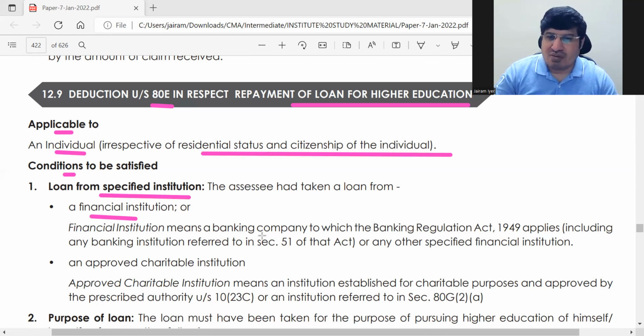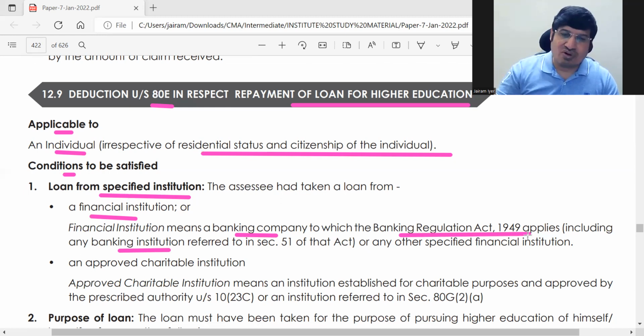Financial institution means what? Banking company or banking institution. Banking company is one to which the Banking Regulation Act applies. So this much detailing you don't need in this chapter. Here, you just need to know whether to apply this section or not. All the detailing and definitions are actually not required. You just need to have an idea.